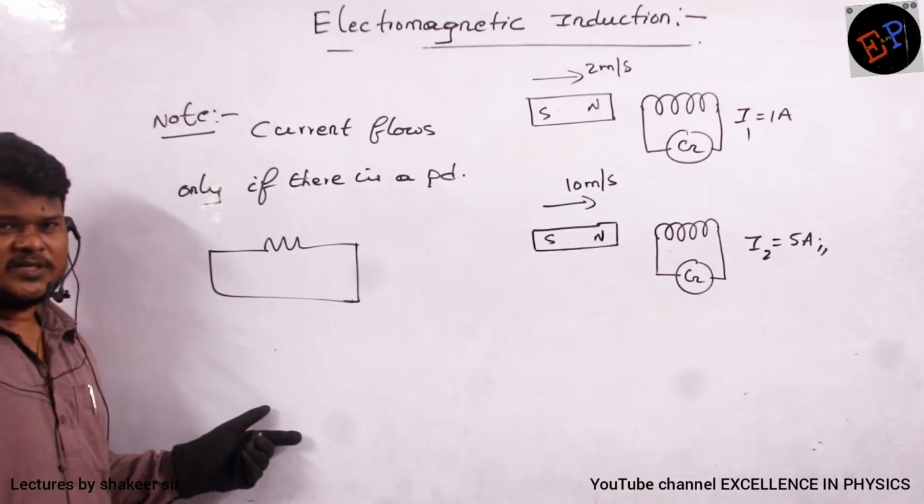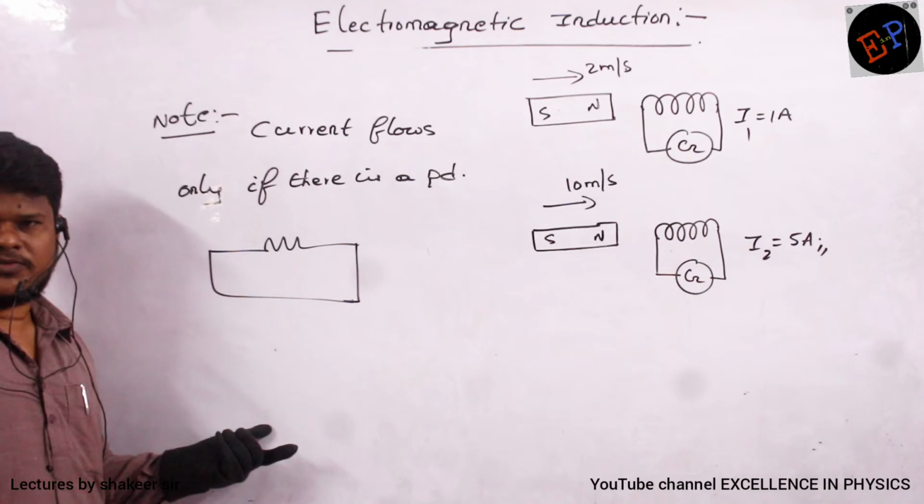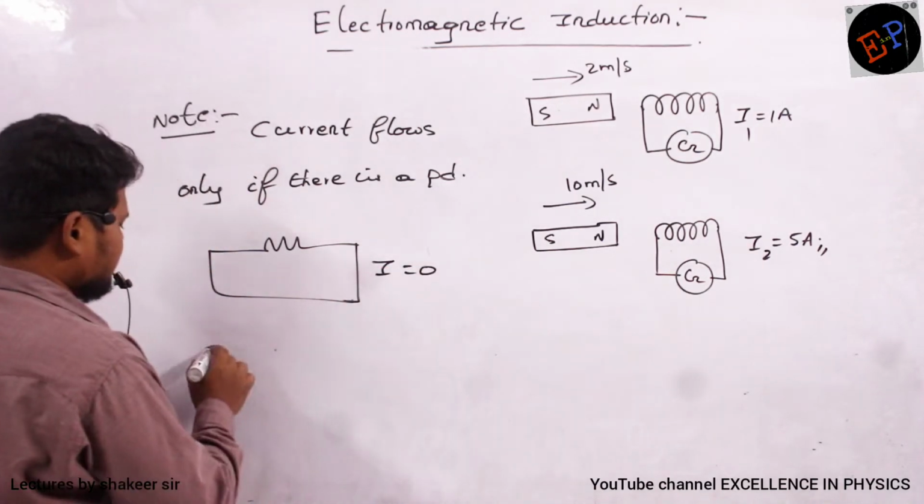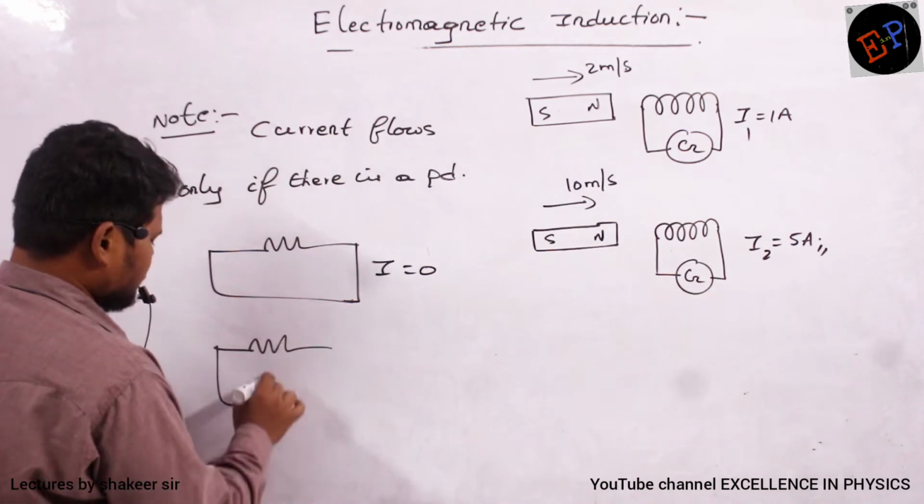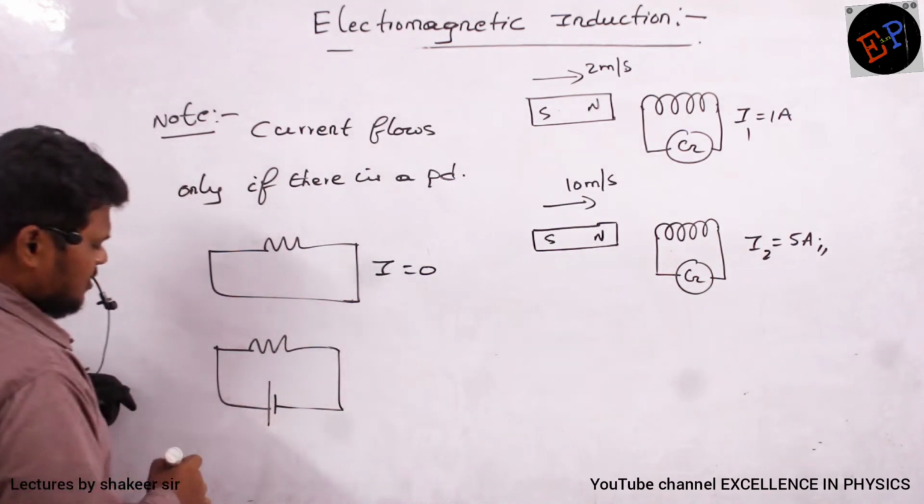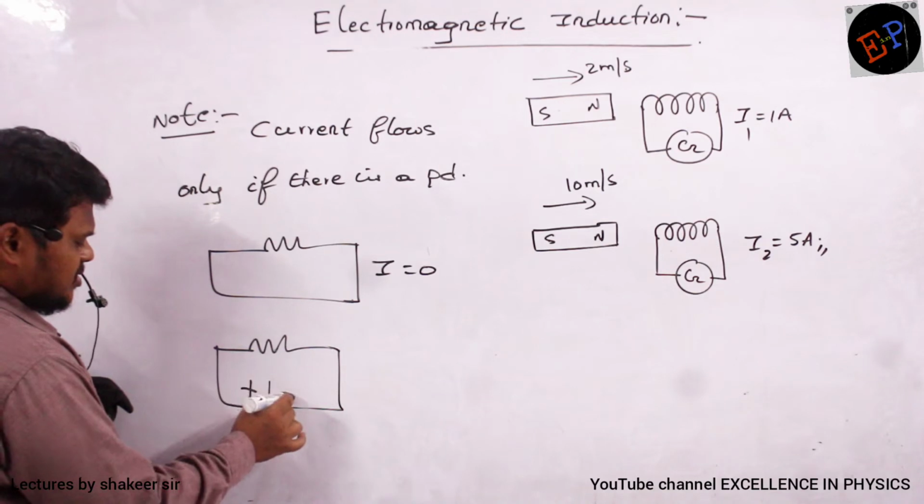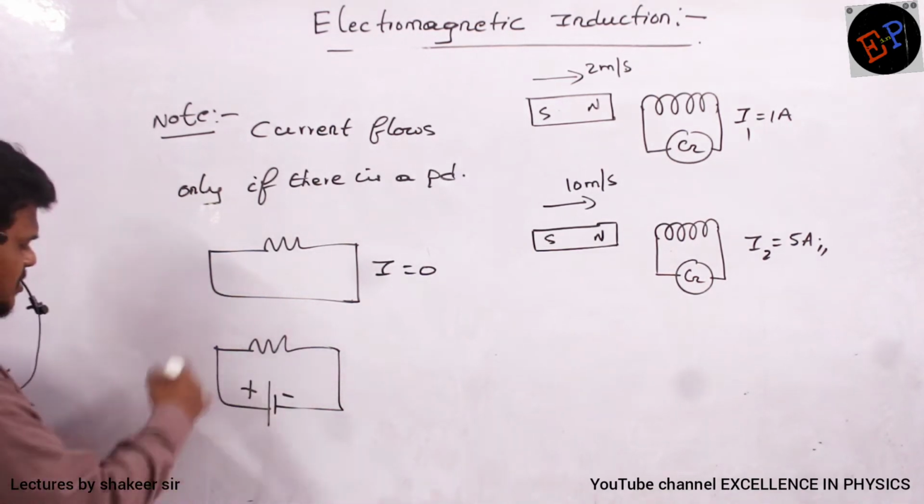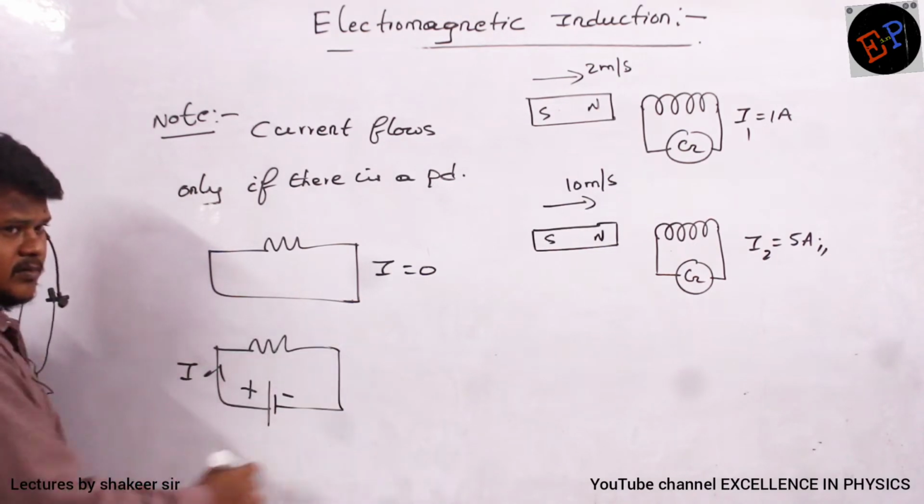Battery is the source of potential difference. Here current cannot flow because there is no battery. Clear? So here current produced is 0. But in the same circuit, if you place a source of potential difference, now this is a battery, this is at a higher potential, this is at a lower potential. So there is a potential difference. So because of that, this current starts flowing in the circuit.